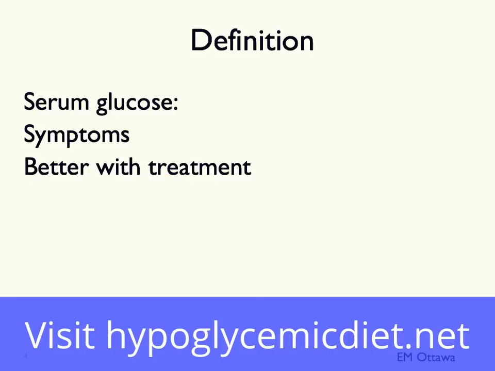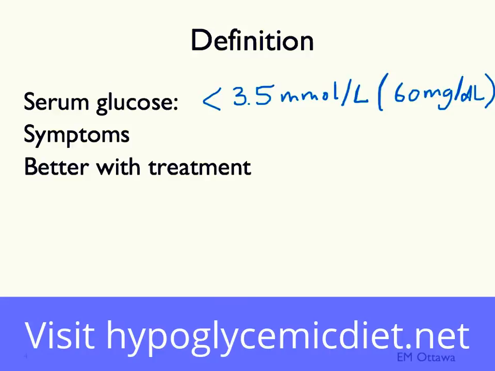First, how do we define hypoglycemia? It is defined as a serum blood glucose of less than 3.5 millimoles per liter or 16 milligrams per deciliter. Patients who have hypoglycemia should also have some symptoms of hypoglycemia. And once their hypoglycemia is being reversed, their symptoms also get better.